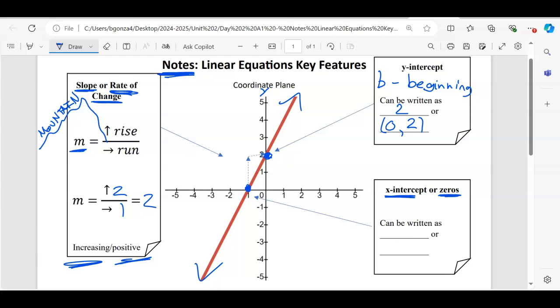Zeros. It says it right here, right? Now, before we move on, there are 2 other names for an x-intercept and a 0. We touched on it last time. Do y'all remember the other 2 names of an x-intercept and a 0?